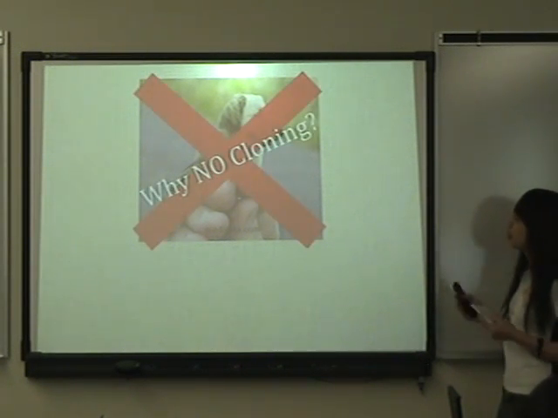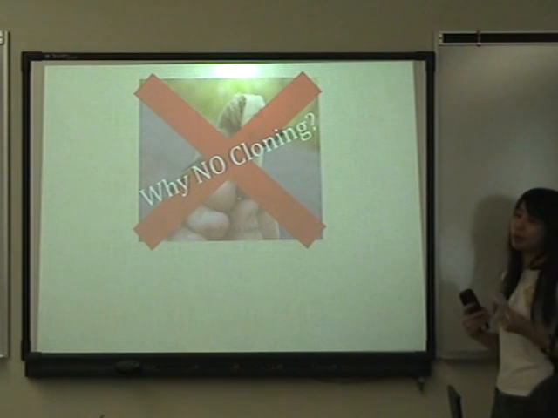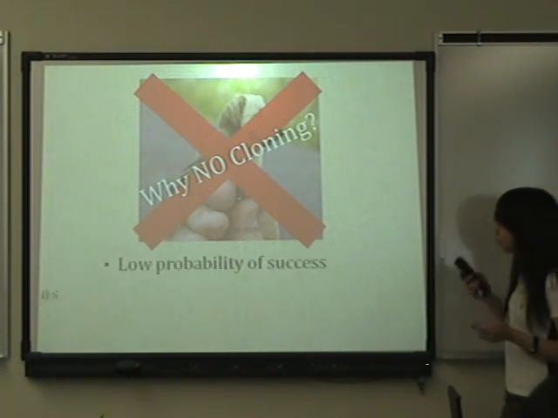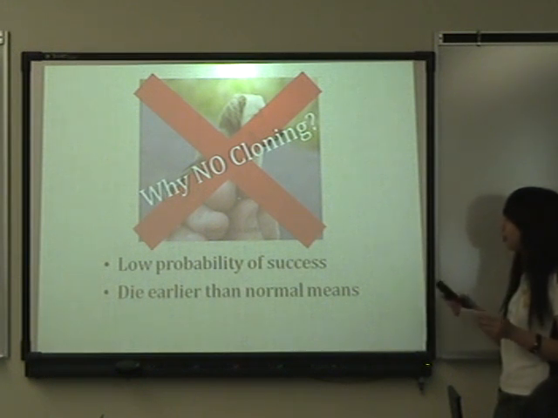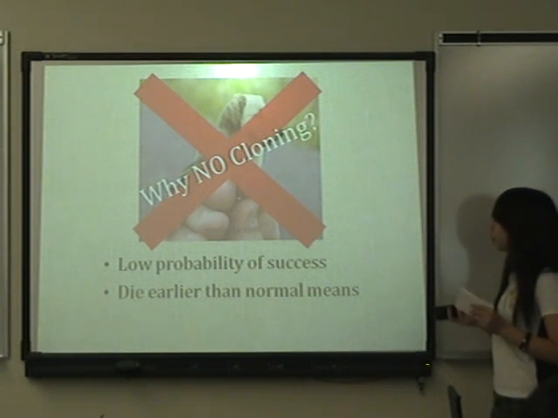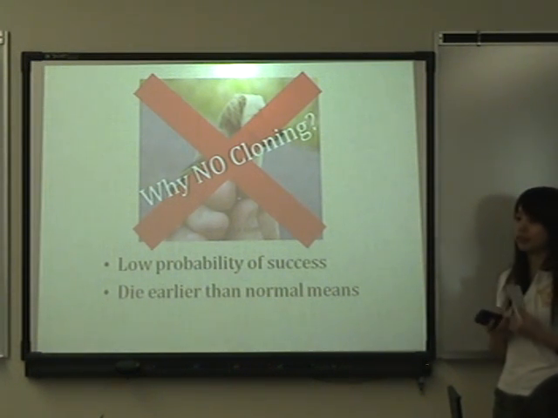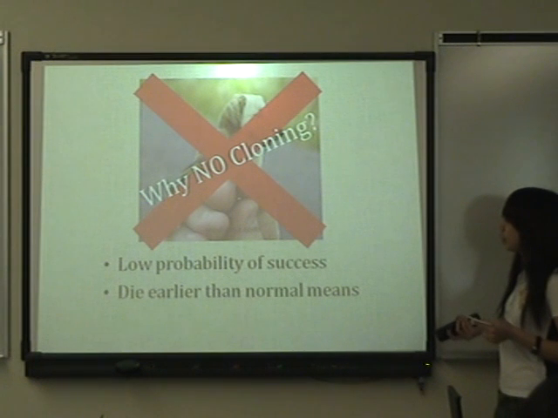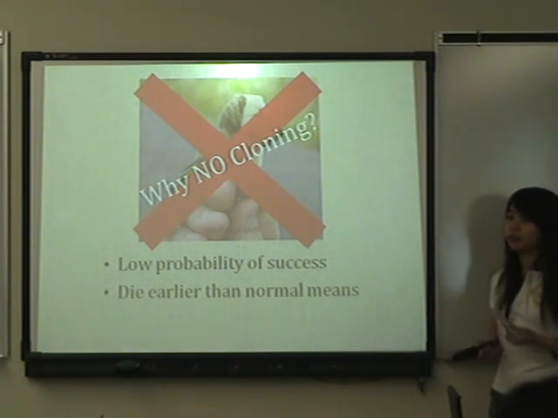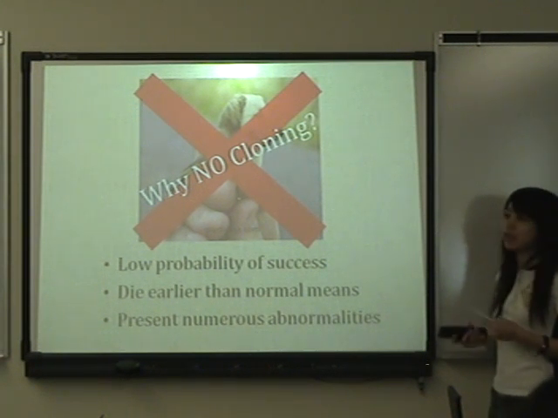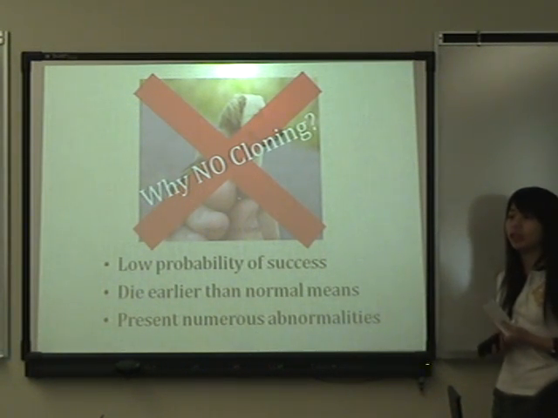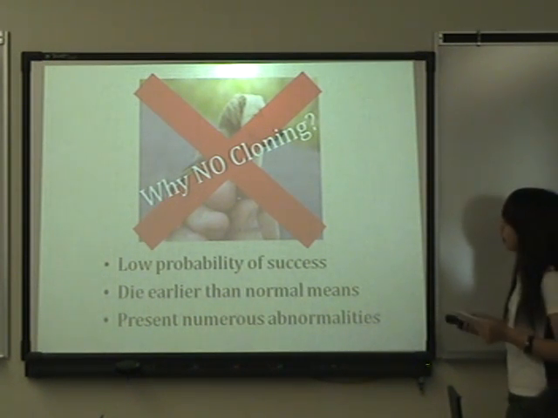So now I'm going to talk about my chapter of why I am against cloning. First, I'm going to talk about how cloning has a really low probability of success. The next one will be about how clones die earlier than normal ones. And the third one will be that clones present a lot of abnormalities, like health issues, that make them die early.